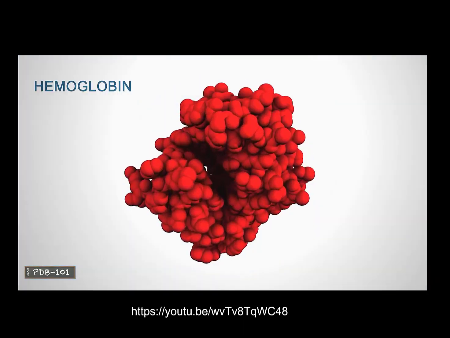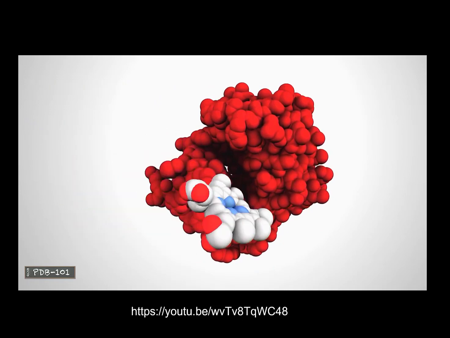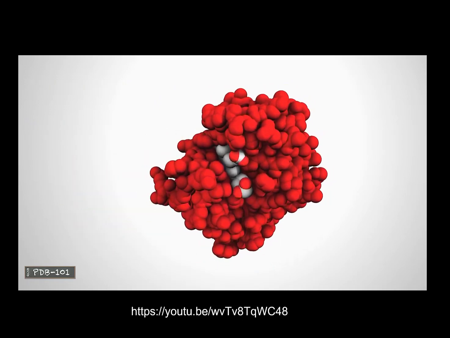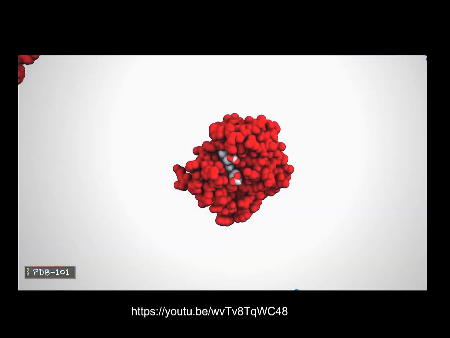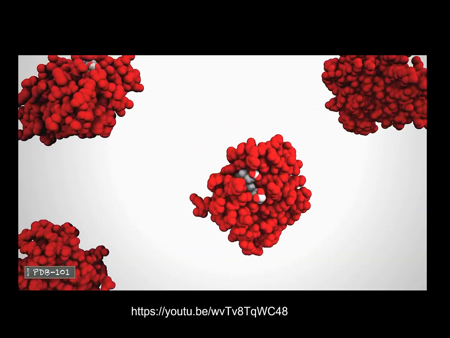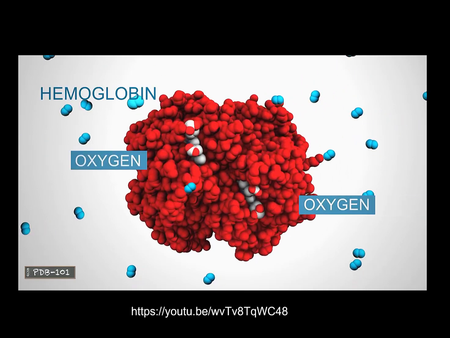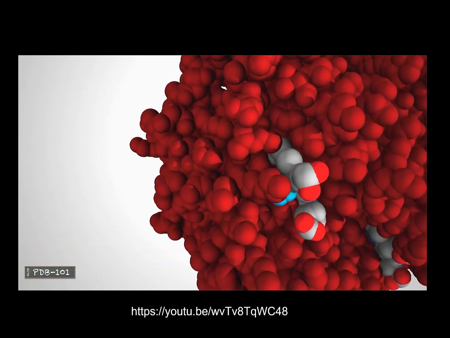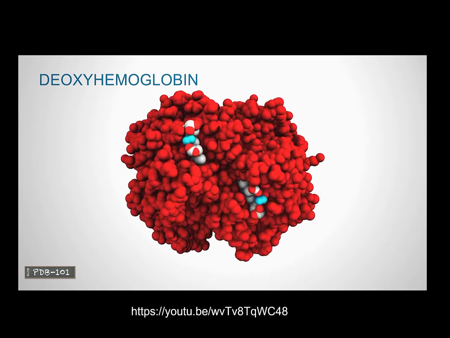For example, hemoglobin forms a pocket to hold heme, a small molecule with an iron atom in the center that binds to oxygen. Quaternary structure: two or more polypeptide chains can come together to form one functional molecule with several subunits. The four subunits of hemoglobin cooperate so the complex can more easily pick up oxygen in the lungs and release it in the body.